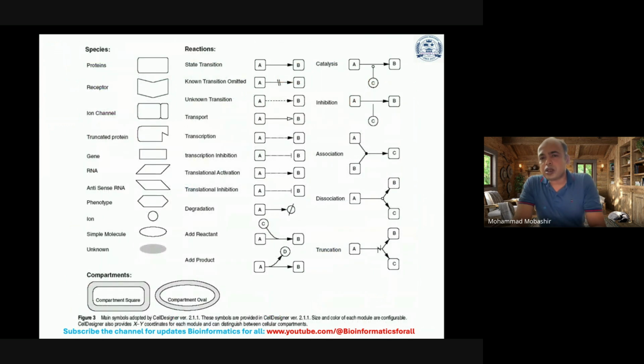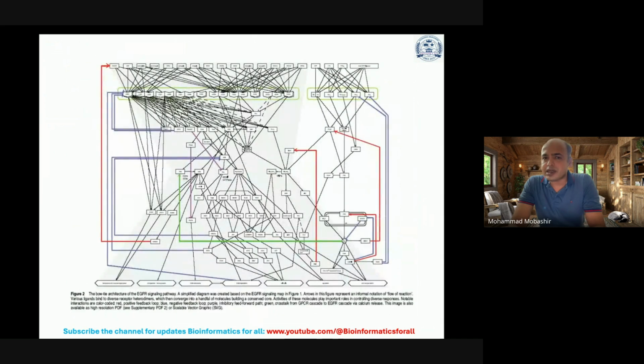Now, the symbols for these complex networks are detailed here. You can see, for example, a protein is represented by one structure, a receptor is represented by another block or box, and an ion channel is represented by another symbol. Then it comes to reactions. How will you identify the different types of reactions: state transition, known transition, unknown transition, transport, transcription, and different things. You can understand more by reading the review and research papers. This is another network representing the complex EGFR signaling pathways.